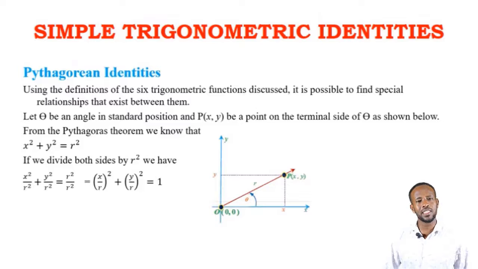So let us take x over r and square it. So we have x over r squared plus y over r squared is equal to 1.